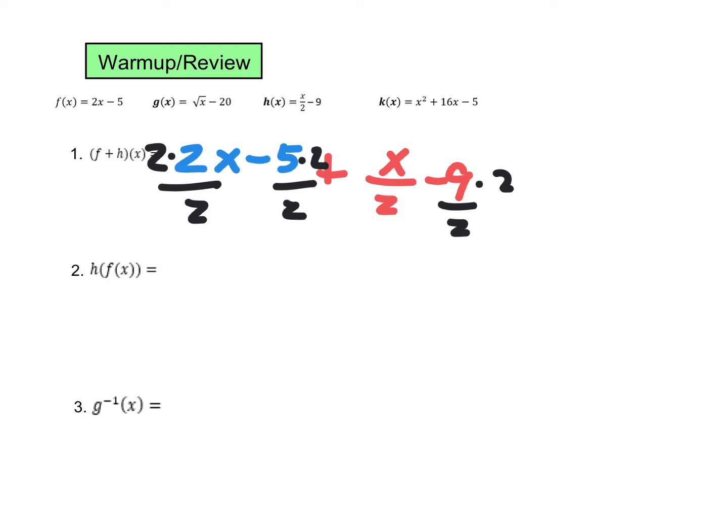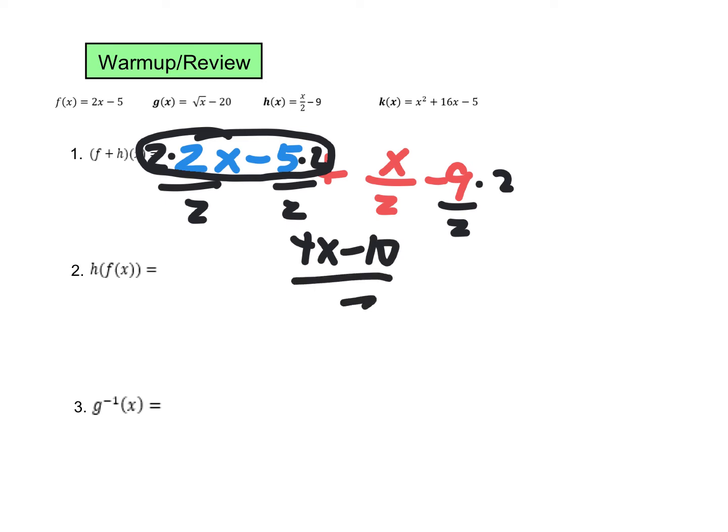Okay. So then this becomes just 2x. Wait, wrong idea. Don't cancel them out. I just put them in there. I could cancel them out, but that'd be dumb. 4x minus 10 over 2 plus, that's negative 18 and an x there, so it's x minus 18 all over 2.